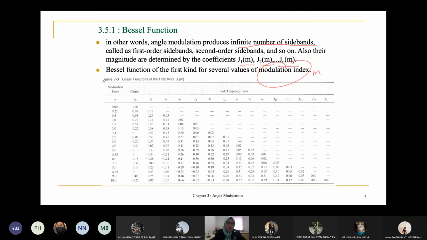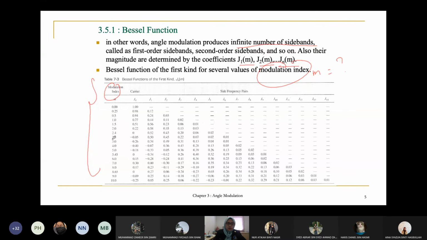This is the Bessel table. If you have a question on angle modulation, usually this table will be given to you. How to use this table? You can see that over here you have the modulation index. After you calculate m, the modulation index, you refer to this table, and you can know how many sidebands there are.